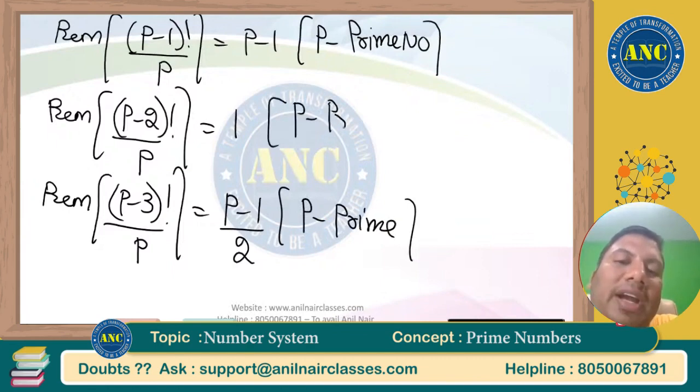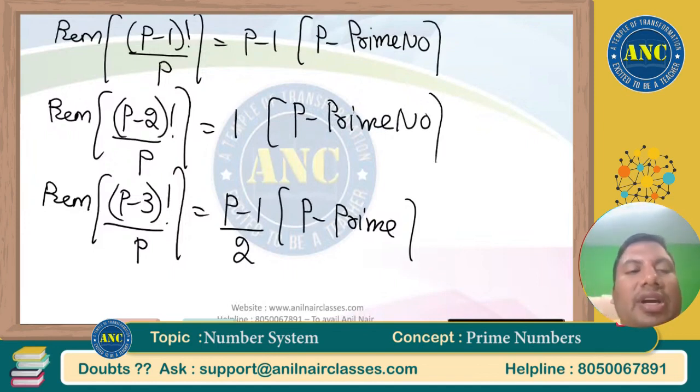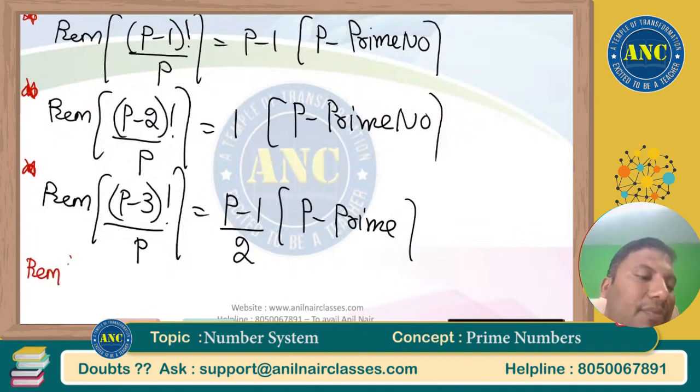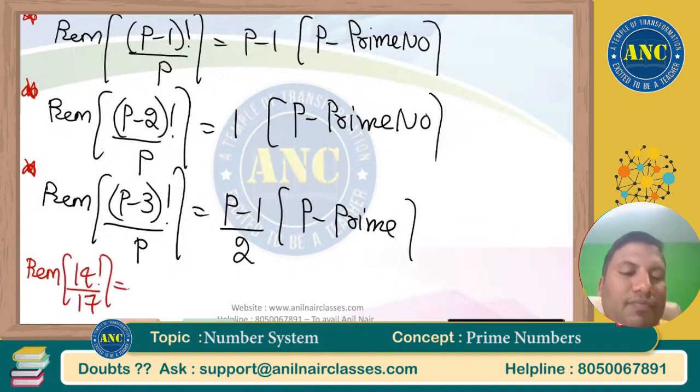In case you forget these conclusions, I will tell you the way to get the answer step by step. Please make a note of it. (P minus 1) factorial divided by P is P minus 1. (P minus 2) factorial divided by P is 1. (P minus 3) factorial divided by P is (P minus 1) by 2. Directly you will get the answer. 14 factorial divided by 17: 17 minus 1 is 16, by 2 is 8.